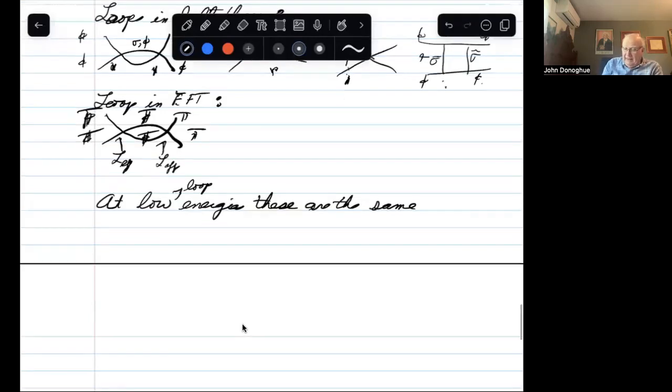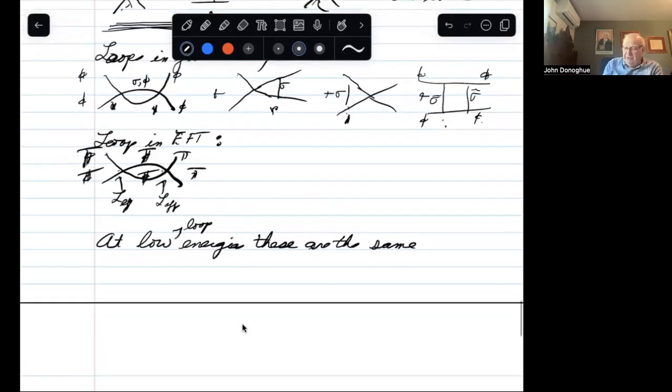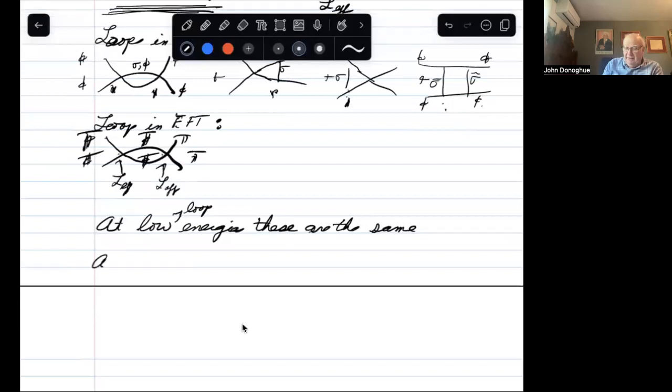Okay. At high energies, they're different, of course. At high energies, the sigma propagators here produce suppressions. It's a renormalizable field theory. This other one is a non-renormalizable field theory that has extra divergences at high energies.